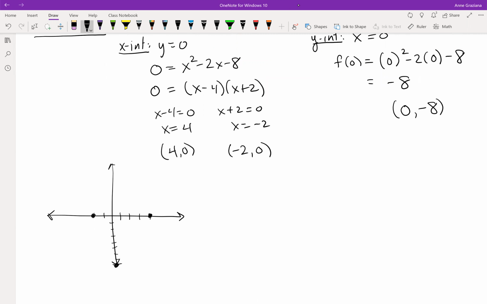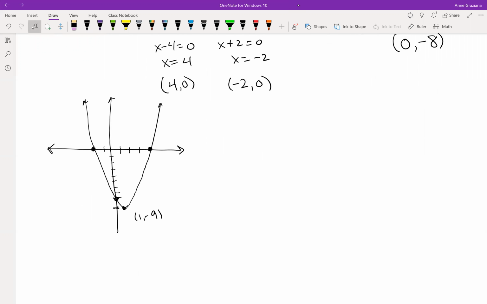All right, so this was not long enough. Here's negative 9. That wasn't very good. So (1, negative 9) is right here. So we see a parabola that opens up, comes through this x-intercept, y-intercept, hits the vertex, and then is going to scoop back up. Okay. Any questions on that?